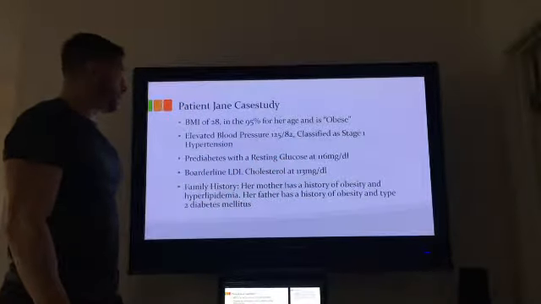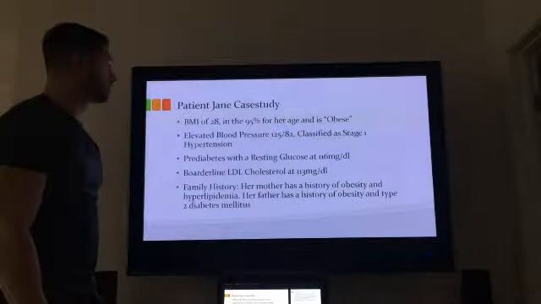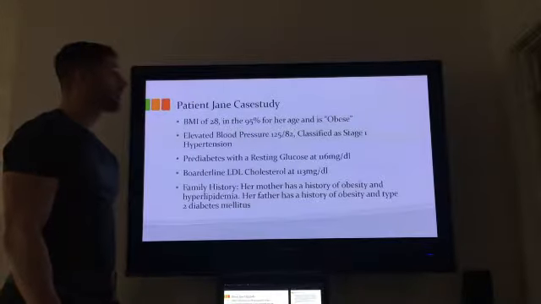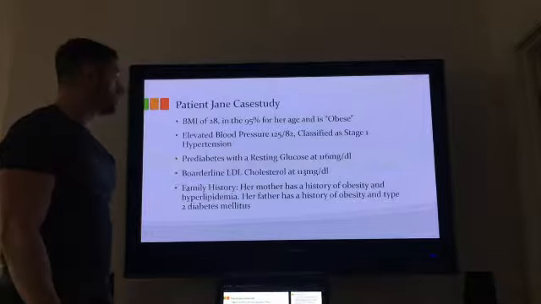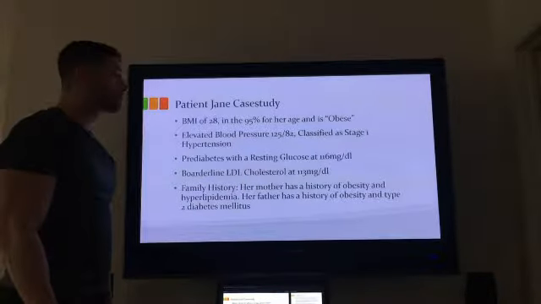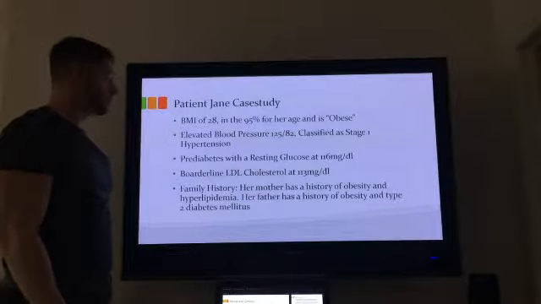Our patient is Jane. She's 14 years old. She has a BMI of 28. This puts her in the 95th percentile for her age and it puts her in the obese category. She presents with elevated blood pressure, 125/82. This can be classified as stage 1 hypertension.